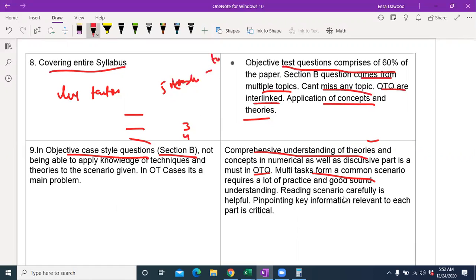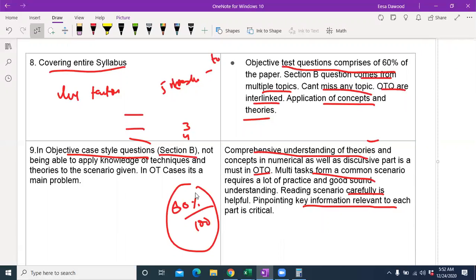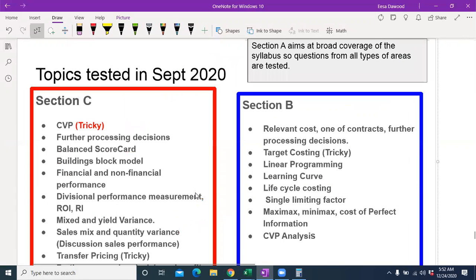So reading the scenario carefully and pinpointing the key information, as I told you, every line has meaning in it, and then attempting the answers for that is very critical. The objective test part, as I told you, comprises 60% of your entire marks. So you need to be prepared for that.